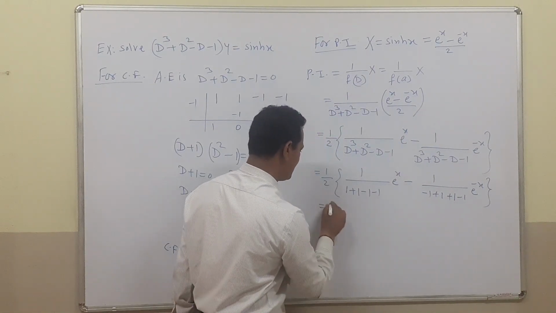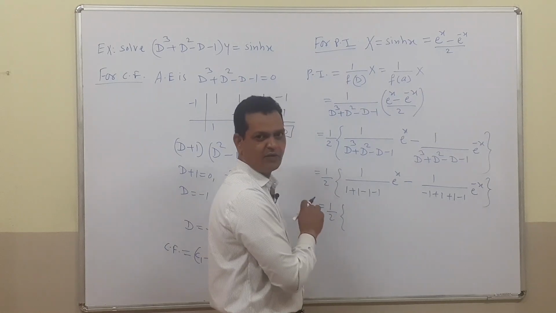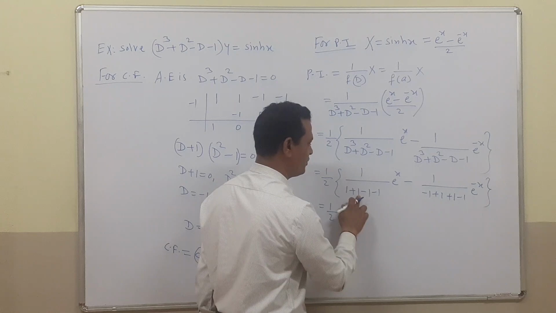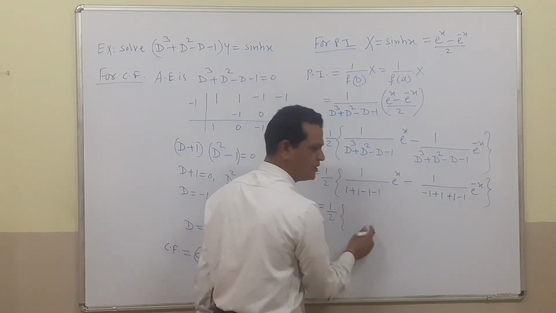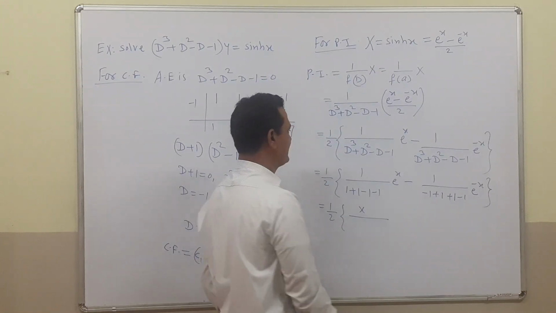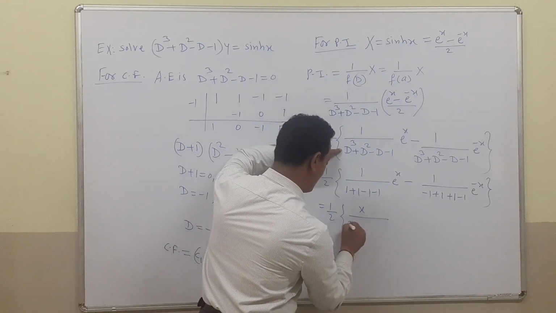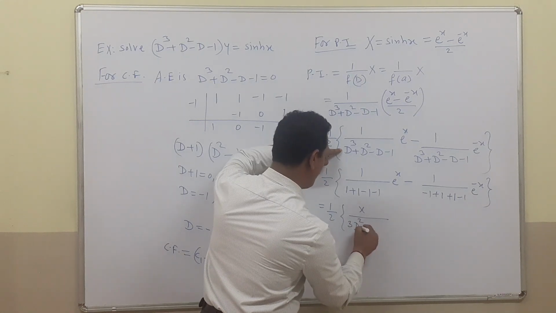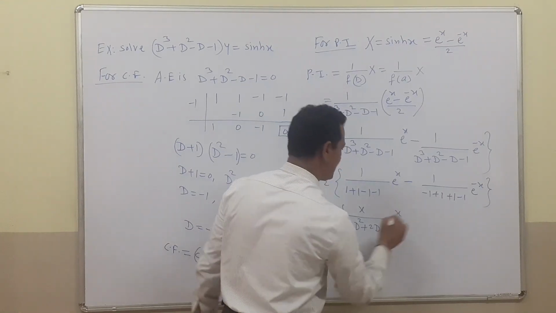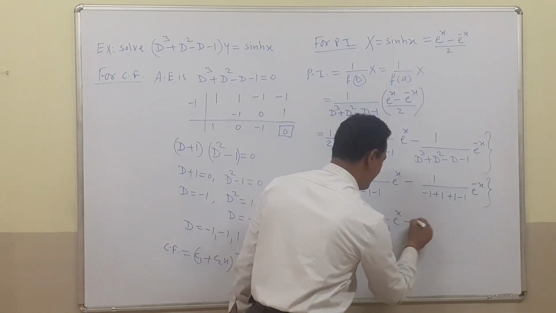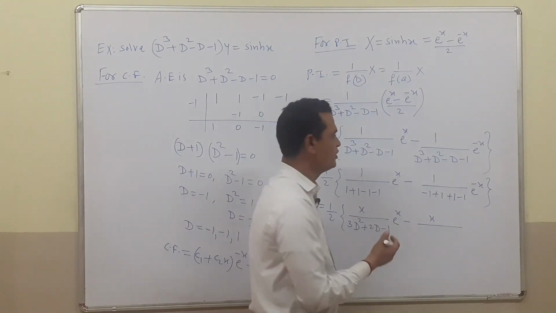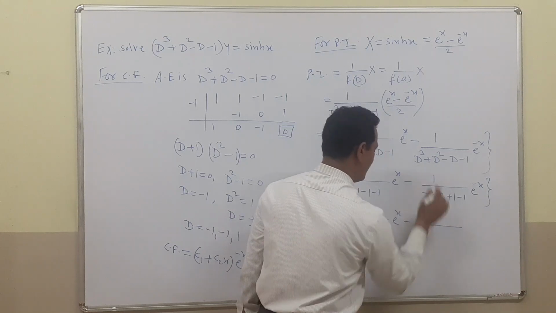So now here observe that the denominator of both the terms are 0, because this is 1 plus 1 minus 1 minus 1, and minus 1 plus 1 plus 1 minus 1, which are 0. So whenever the denominator is 0, attach x on numerator and take the derivative of denominator. So the derivative of denominator is 3d square plus 2d minus 1 into e raised to x, then minus. So here again denominator is 0.